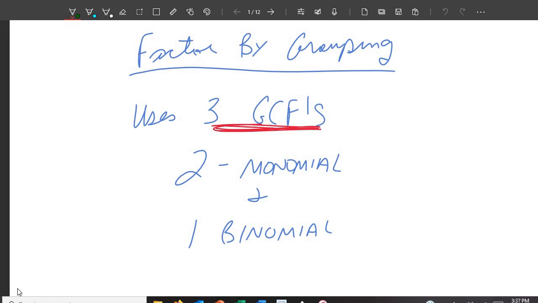Factor by grouping is going to involve multiple terms, and we're going to end up using 3 different GCFs in this problem. 2 of the GCFs will be monomials, and that's what we were doing in the previous section. When we were factoring GCFs, we were factoring monomial GCFs. And the factor by grouping is going to involve what we call a binomial GCF. I'm going to go over what a binomial GCF is, and then we'll do the process of factor by grouping.